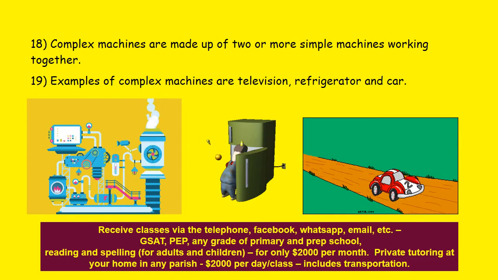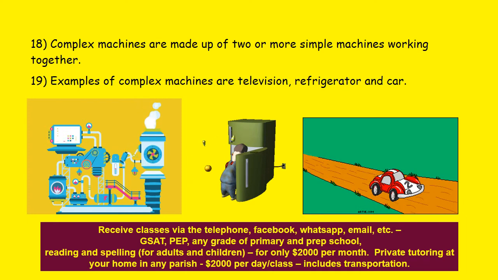Okay, so this is the final screen. Read what is on the screen. Complex machines are made of two or more simple machines working together. Examples of complex machines are television, refrigerator, and car. Okay, so let me read again.